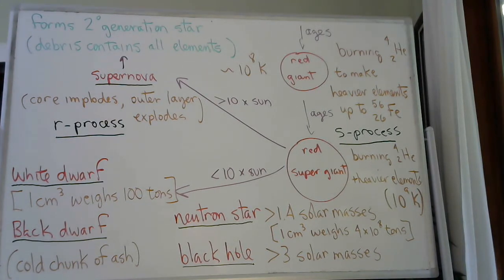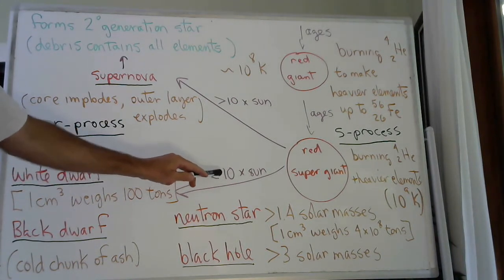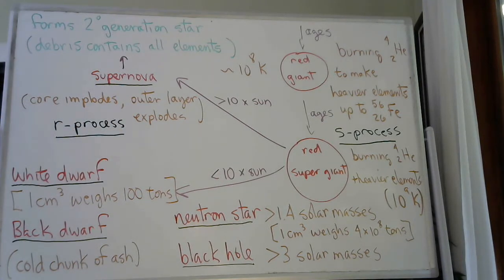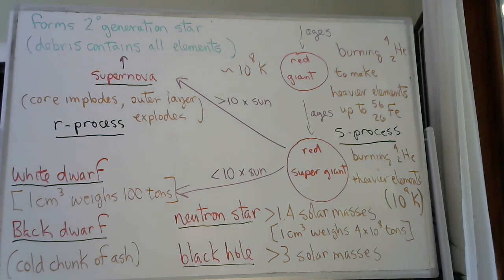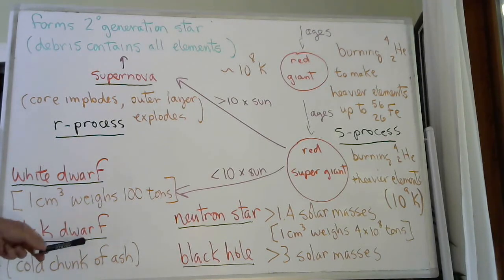So lastly, the other scenario is if we have a red giant that is somewhat small, less than 10 times the size of our sun. We can create a white dwarf where 1 cubic centimeter weighs about 100 tons. So it just kind of crunches, and that's the end. We could also have a black dwarf, which is a cold chunk of ash.